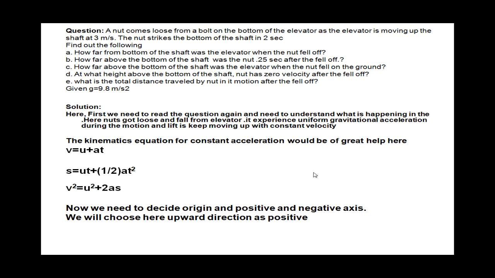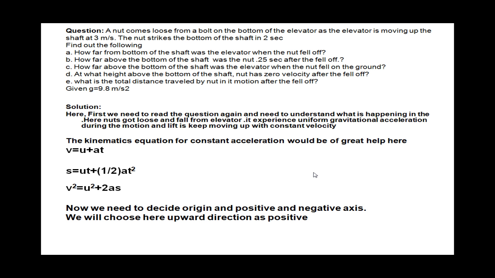And we need to find the following. How far from the bottom of the shaft was the elevator when the nut fell off? Second, how far above the bottom of the shaft was the nut 0.25 seconds after it fell off? How far above the bottom of the shaft was the elevator when the nut hit the ground? At what height above the bottom of the shaft does the nut have zero velocity after it fell off? What is the total distance traveled by the nut in its motion after it fell off? And we have been given g equal to 9.8 meters per second squared.